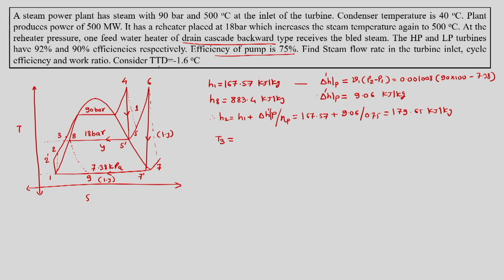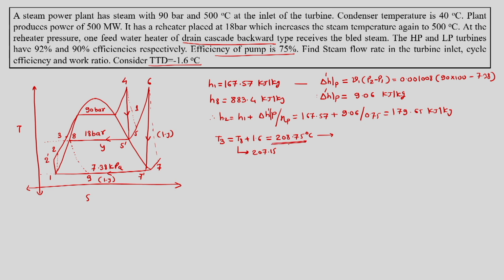Now we can find out T3. It is told that TTD is minus 1.6 degrees Celsius. So it means that the difference between the saturation temperature of the feed water heater and the outlet temperature is minus 1.6. So it means that T3 is equal to T8 plus 1.6 degrees Celsius. So T3 happens to be 208.75 degrees Celsius, since T8 is 207.15.